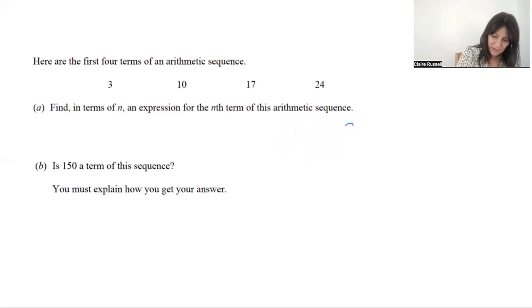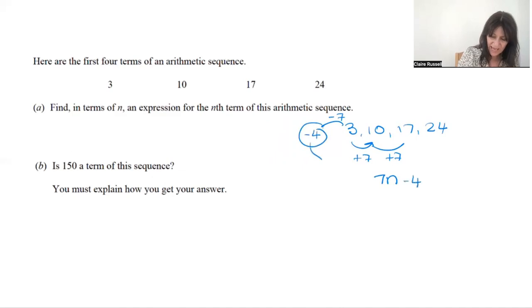Okay, so we've got the sequence 3, 10, 17, and 24. That is going up 7 each time. So it's 7n. And then just take off 7 from the first term. That would take you to -4, which is what goes on the end. So that is your nth term, 7n minus 4.